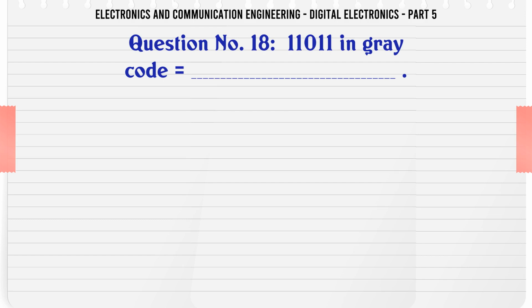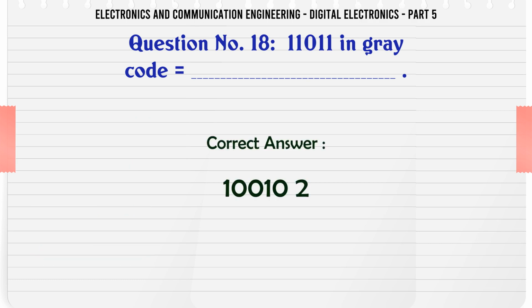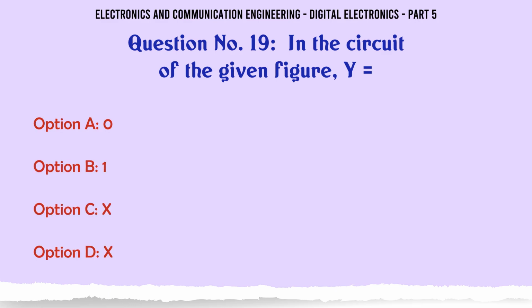11011 in Gray code: A. 10102, B. 11112, C. 11102, D. 10012. The correct answer is 10102.